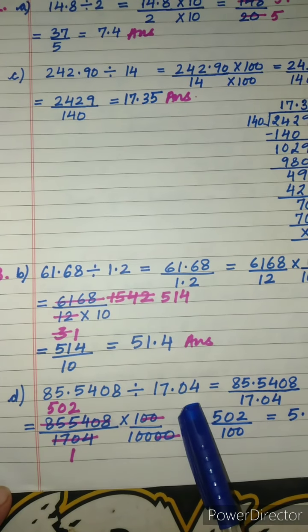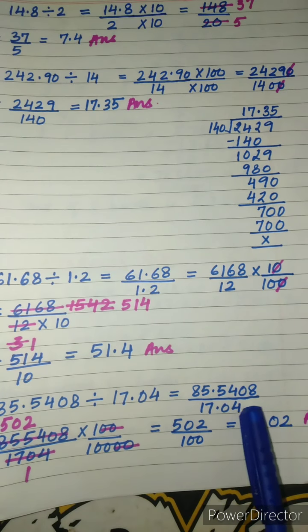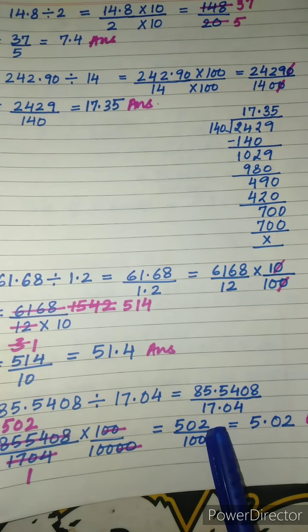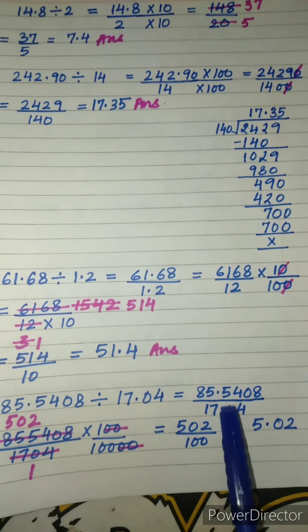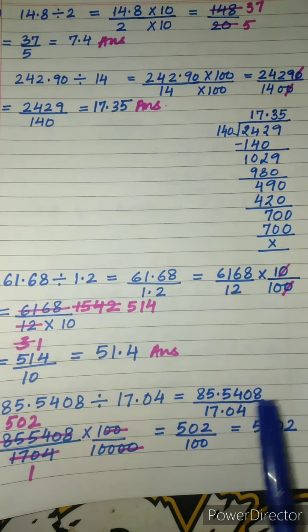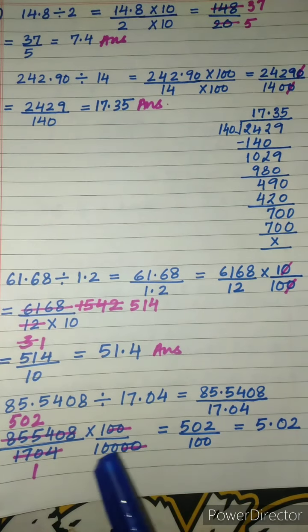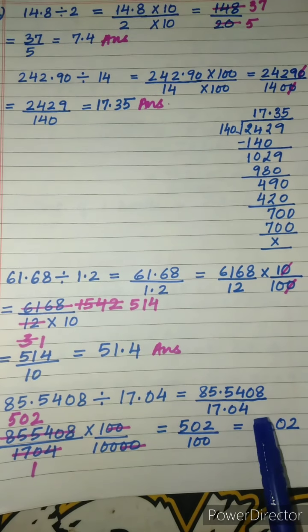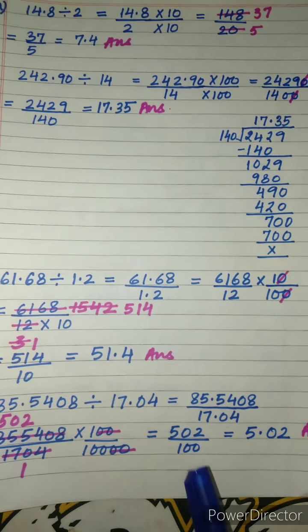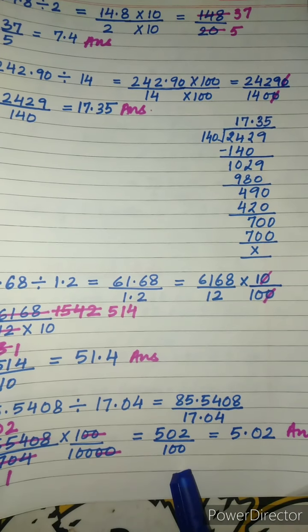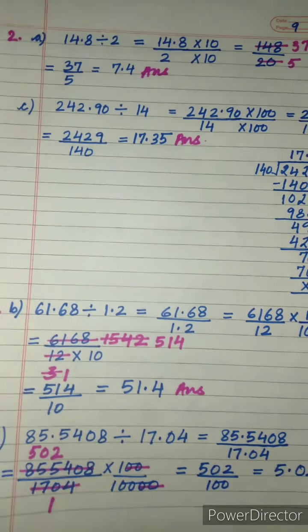Now 85.5408 divided by 17.04. Again we are going to write it as 85.5408 divided by 17.04. When you removed the upper decimal, we wrote below 1 2 3 4 places, we have 10,000. When we removed the lower decimal, what will we write above? 2 places we have, so 100. When you are going to solve it, you will be left with 502 divided by 100, which will give you 5.02 as your answer.